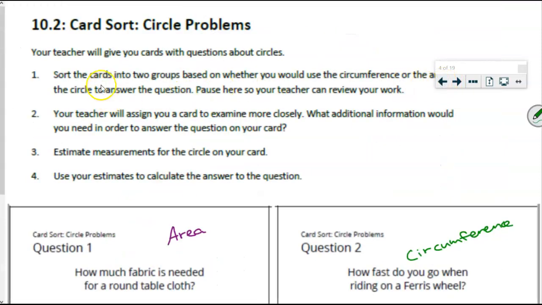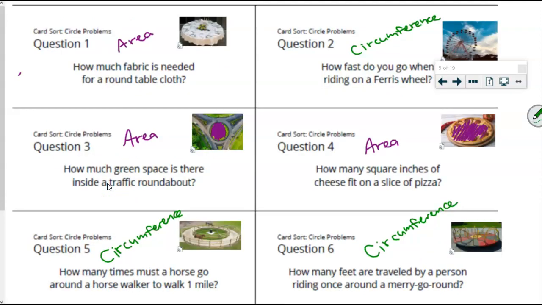So picking up there, we've now done the card sort. I'm going to assign you a card to look at more closely. I'm going to actually assign 2. And it's asking for what additional information would we need in order to answer the question, and estimate the measurements for the circle on your card. Then we'll use the estimates to calculate the answers to the question. So let's get started. The ones that I want you to actually look at and pay more attention to are question 1 and question 2.